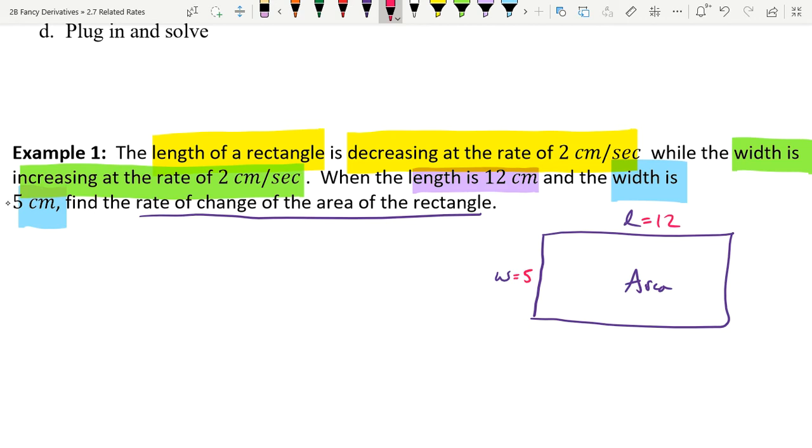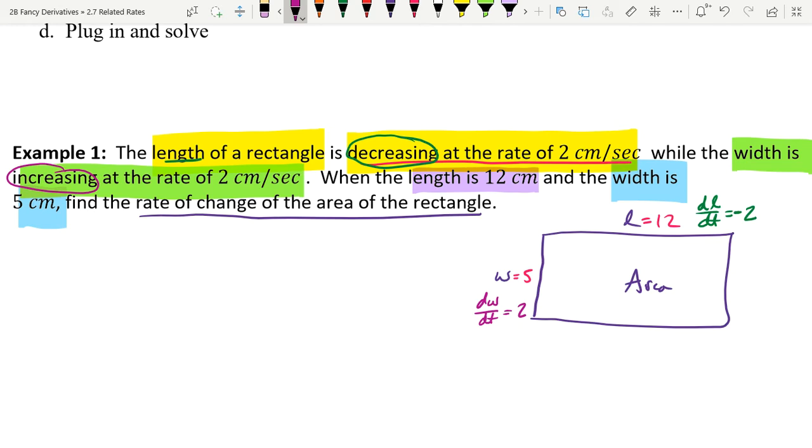The length of the rectangle is decreasing at a rate of 2 centimeters per second. So if you are decreasing at a rate of 2 centimeters per second, the change in L over time is 2, and we could put the unit centimeters per second. But it's not just 2 because it's decreasing. Because it's decreasing, it's going to be negative 2, because it's going to get smaller and smaller. We also have this, the width is increasing. So the change in width over time is also 2, but this time it's positive because it's increasing.